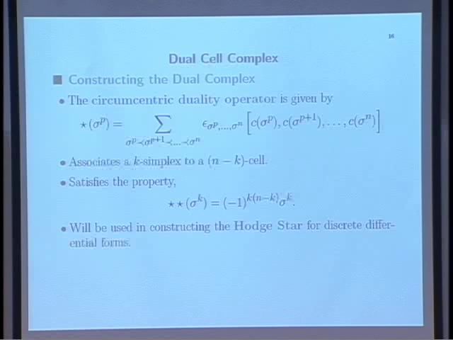And the reason to do this has to do with the numerics, and really that when you construct this duality, the circumcentric dual, what will happen is that this dual cell complex will be orthogonal to the primal complex, which would not be the case if you took a barycentric dual complex. So in any case, what it really does is that it takes a k-simplex and maps it to an n minus k cell, okay? And it satisfies this Hodge star property, which is analogous to the property which the Hodge star satisfies with discrete differential forms.